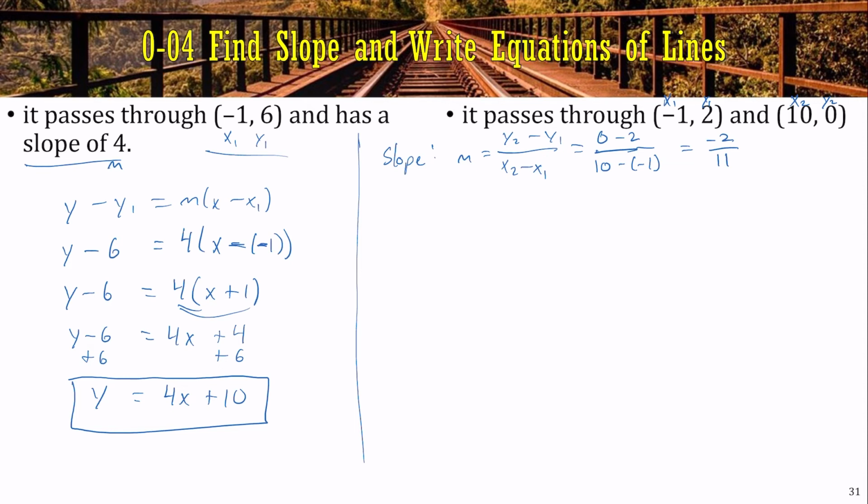Is it wrong because we got a weird fraction? No, it's just a number. It works. Now we need a point. You have to decide which point's going to be easier. Well, probably the one with the zeros. So I'm going to use my point (10, 0). You could use the other point. It doesn't matter. But we're going to put it into our point-slope form.